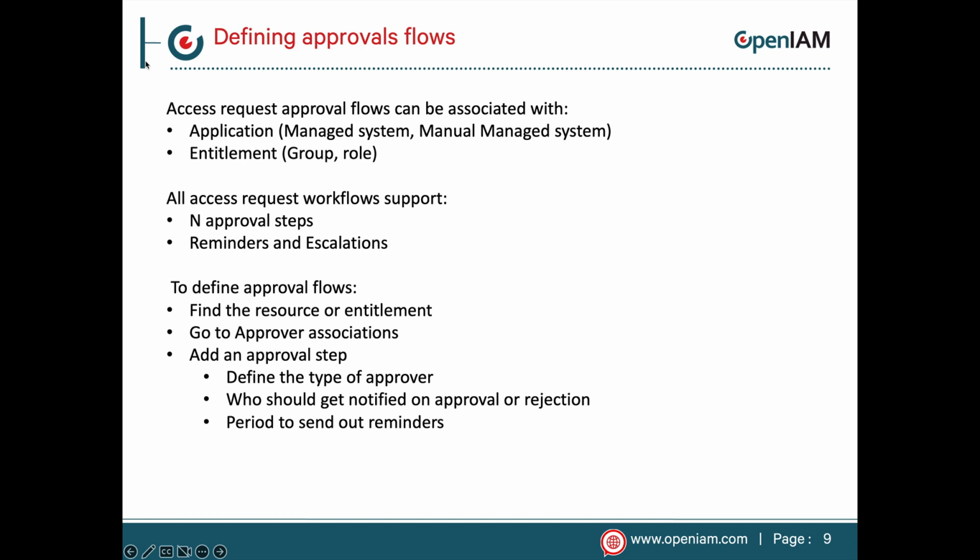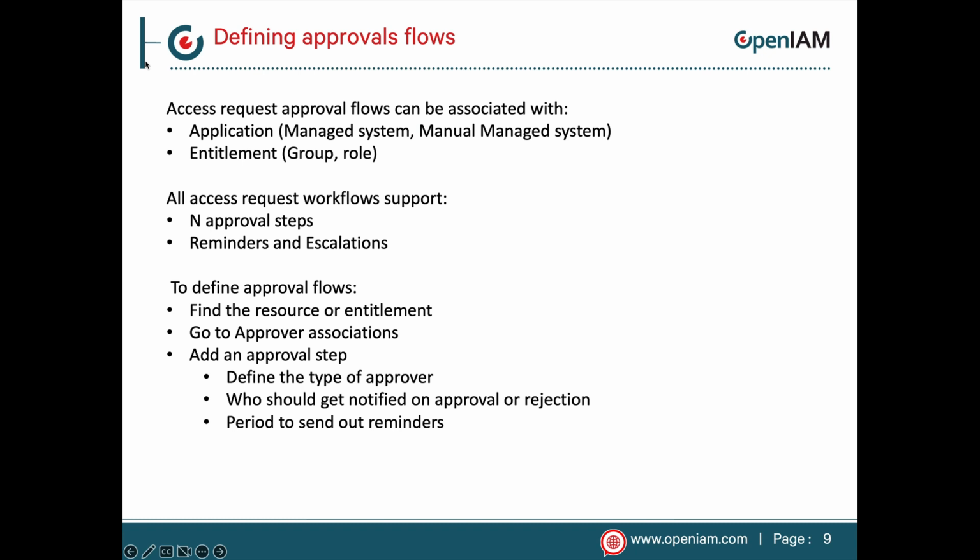If you have a small number of entitlements, then this is fine. If you have thousands of entitlements, then you will have a maintenance nightmare. We often recommend to our customers that they define the approval flow at the application level and then override it for select entitlements. In this way, you have the maintainability without giving up flexibility.